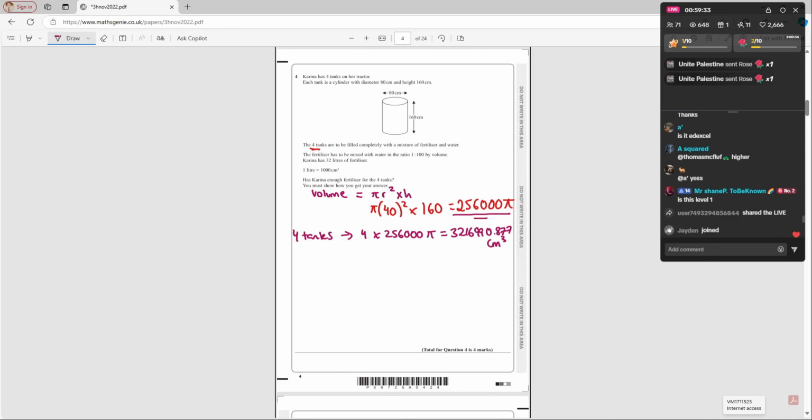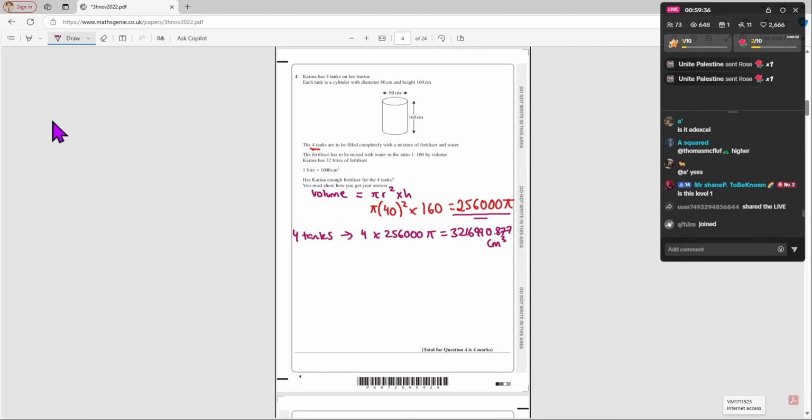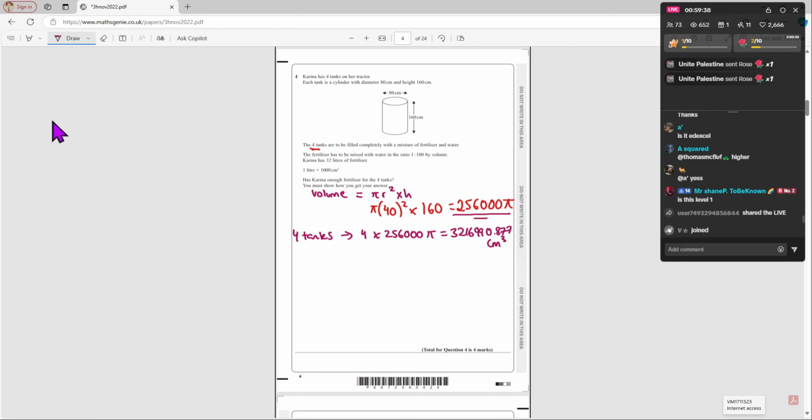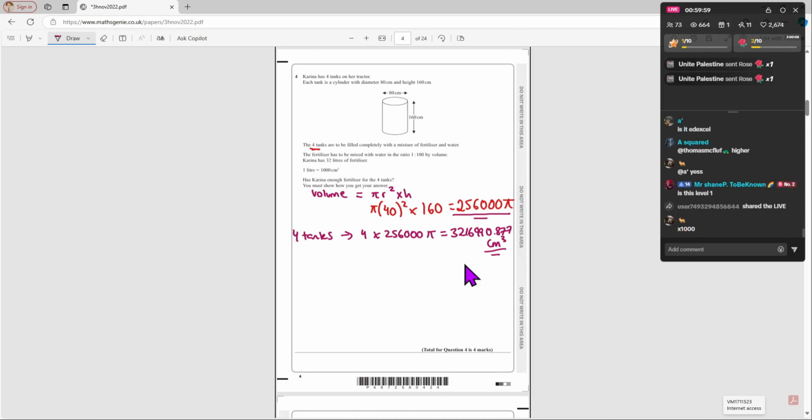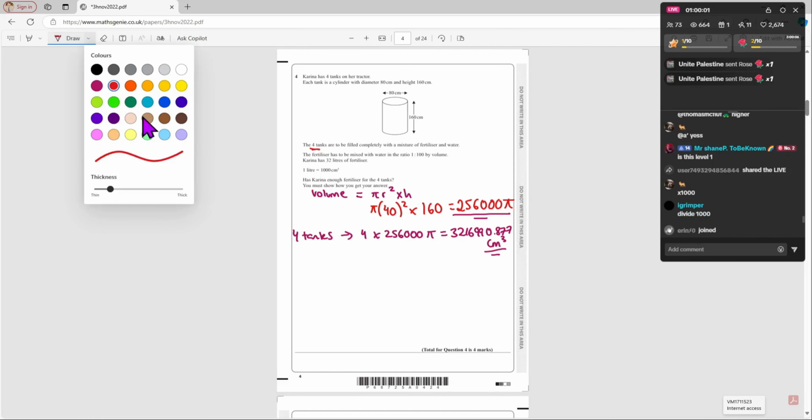Okay. And now, once we have done that, we're now going to make this centimeter cubed in terms of liters. We're now going to convert the centimeter cubed into liters. Does anyone know how we convert the centimeter cubed into liters? How do we convert 3,216,990 into liters? It's not multiplied by 1,000. It's the opposite. If you're close, it's the opposite. What do we do? It's going to be divided by 1,000.